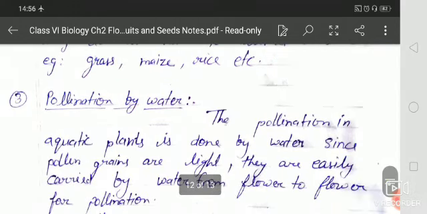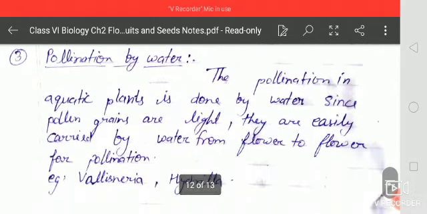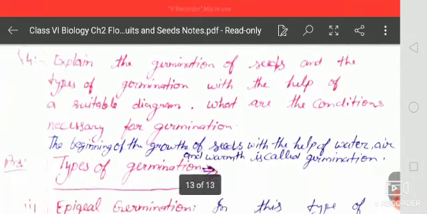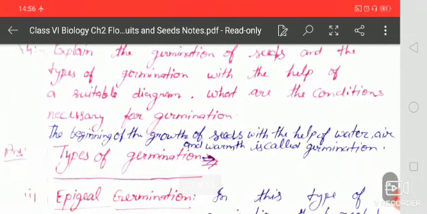And the last one is pollination by water. The pollination in aquatic plants is done by water. Since pollen grains are light, they are easily carried by water from flower to flower for pollination. Examples are Vallisneria and Hydrilla. Next one is: explain the germination of seeds and the types of germination with the help of a suitable diagram. What are the conditions necessary for germination?